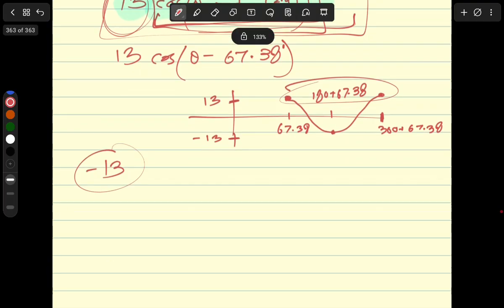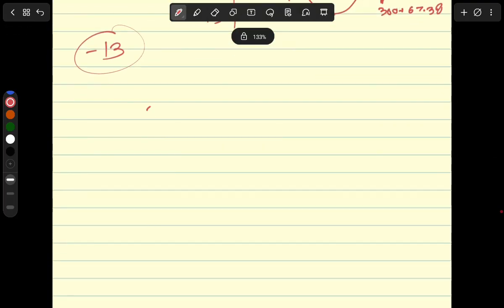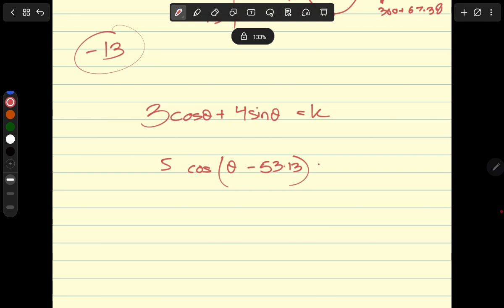Now a mini Cambridge question. Suppose you're given 3 cos theta plus 4 sine theta equals k. Find the values of k for which solutions exist. So first of all, I can rewrite this as 5 cos of theta minus tan inverse of 4 upon 3. Now tan inverse of 4 upon 3, let me just do it quickly. So that is 53.13. Okay, of course. So this, with 53.13, is equal to k.